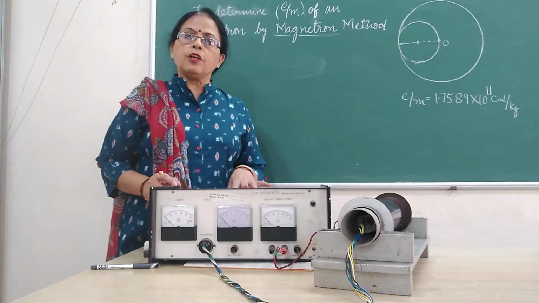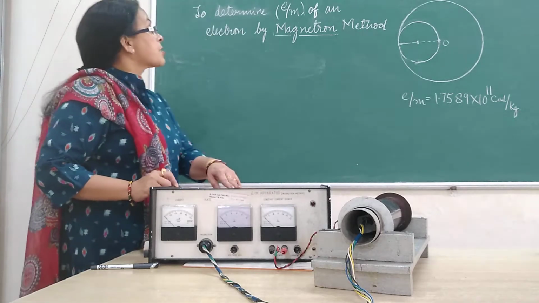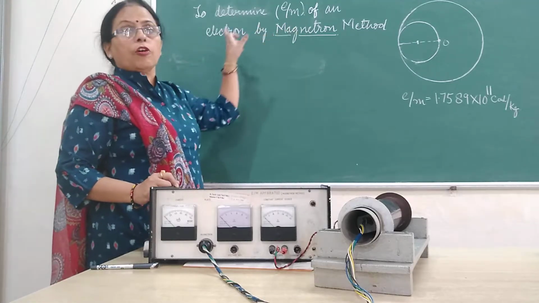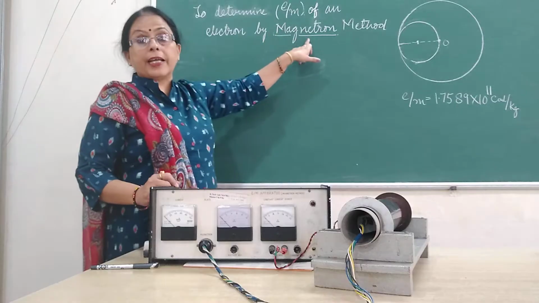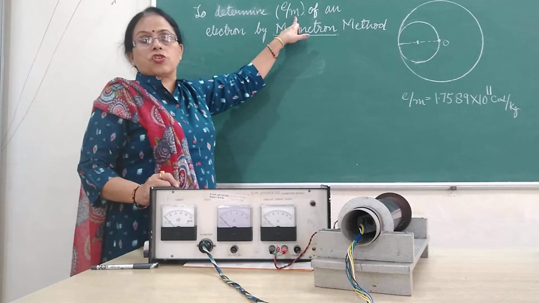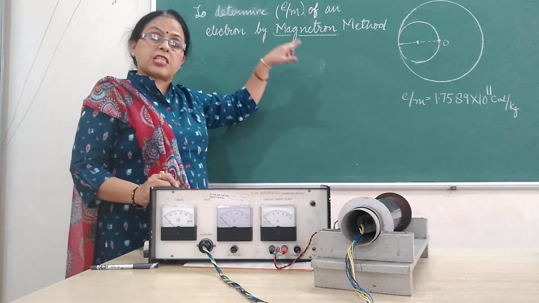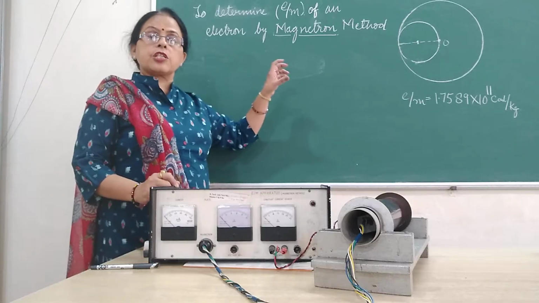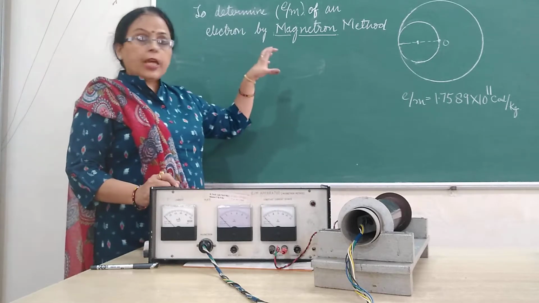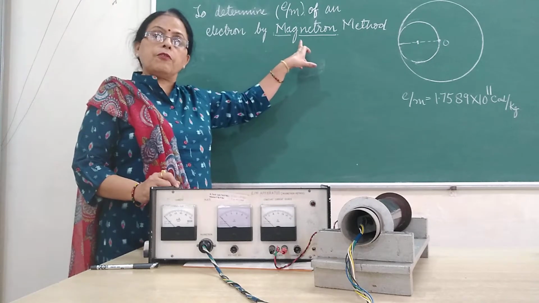Hello everyone, I am Meena Kothari and today I will be explaining the experiment to determine e by m of an electron by the magnetron method. e by m is also known as specific charge. If we calculate e by m of an electron, this is the specific charge of an electron, and this was first found by Professor J.J. Thomson. But at this moment we are not following this method, we are performing this with the help of the magnetron method.